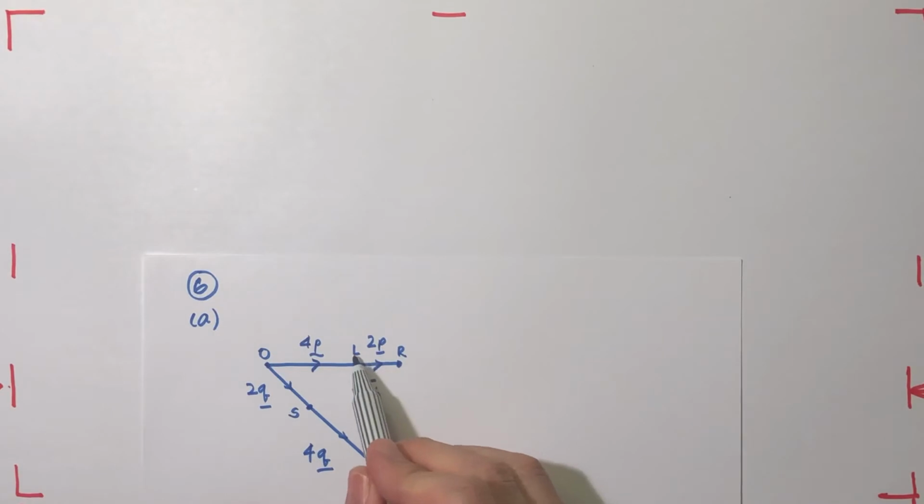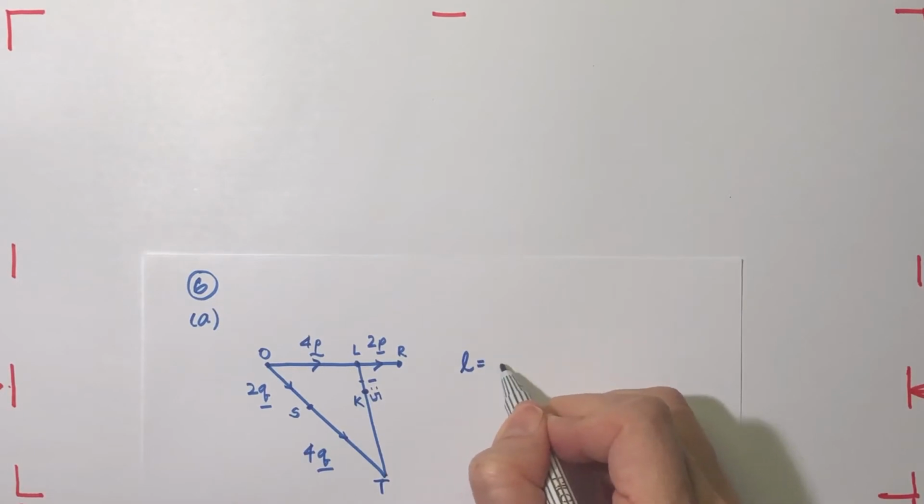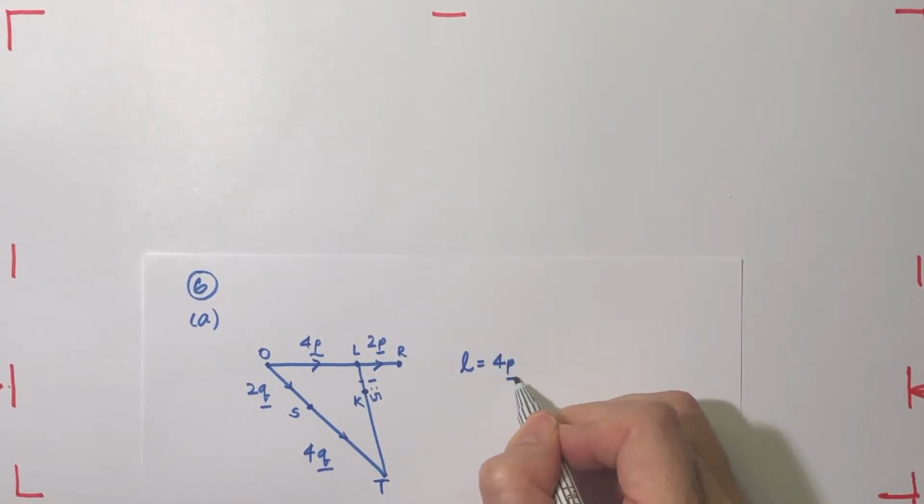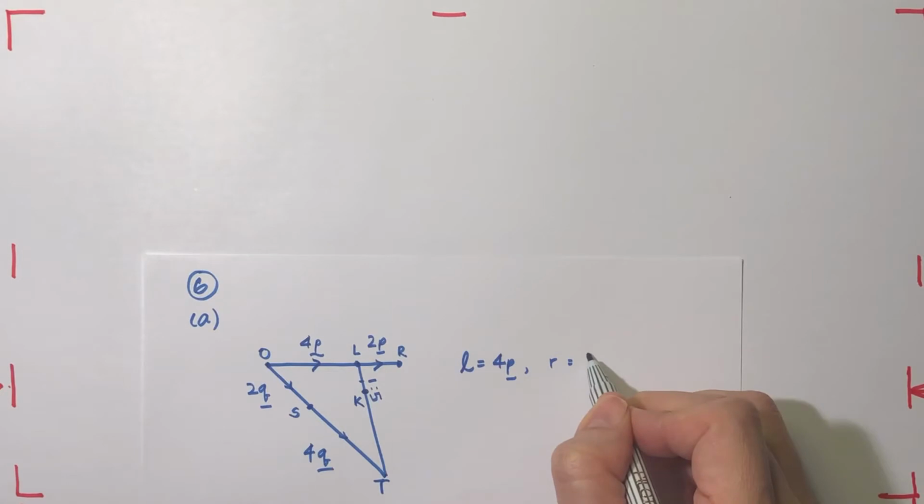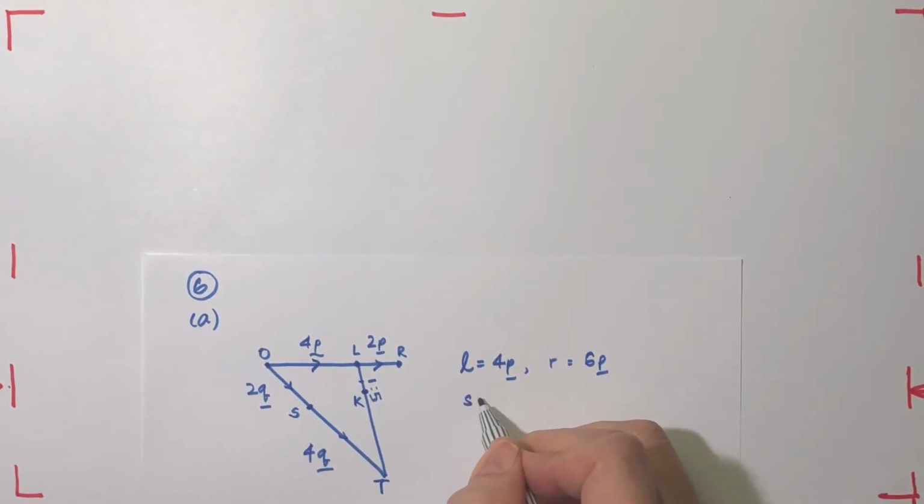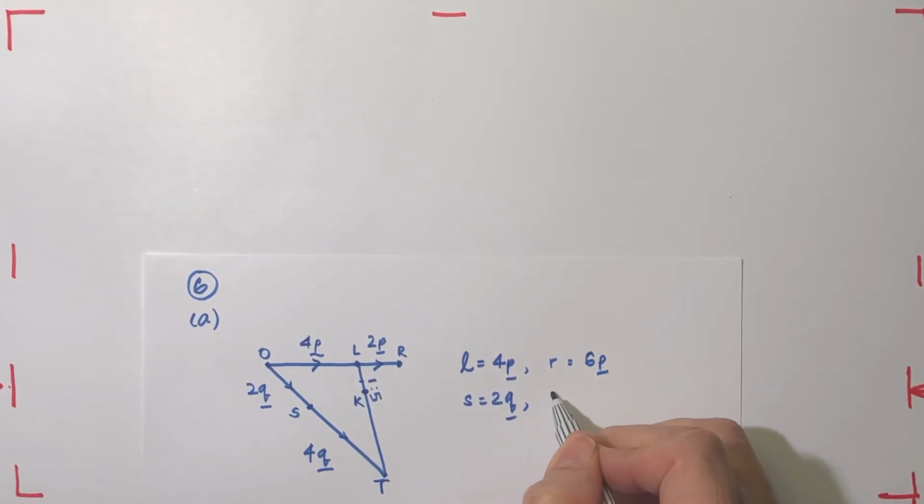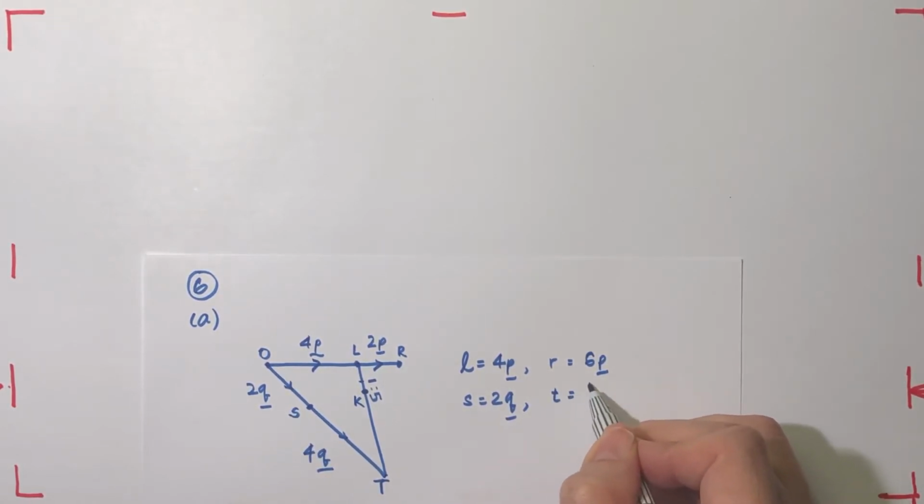The first step: write down the position vectors L, R, S, and T. That's quite simple. L is equal to 4P, R is equal to 6P, S is equal to 2Q, and T is 6Q.